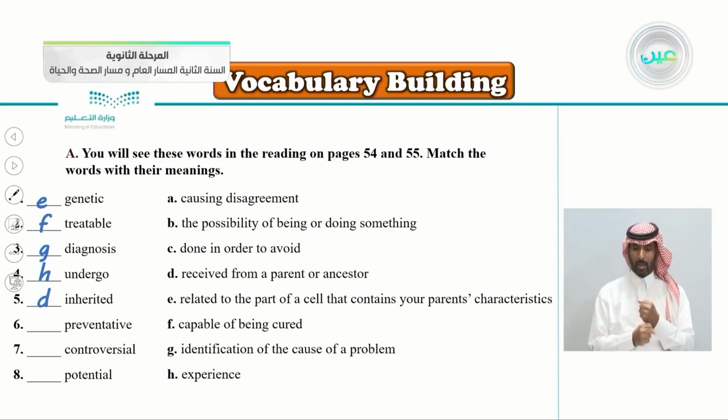Preventative. What does it mean, preventative? Let's see the correct answer here with the letter C, done in order to avoid. Done in order to avoid something, to prevent something from happening. Number 7, controversial. This is an easy one. Yes, it goes with the letter A, causing disagreement, something we don't agree on. Controversial, causing disagreement. And the last one, potential, goes with the letter B, the possibility of being or doing something. Potential, the possibility of being or doing something.